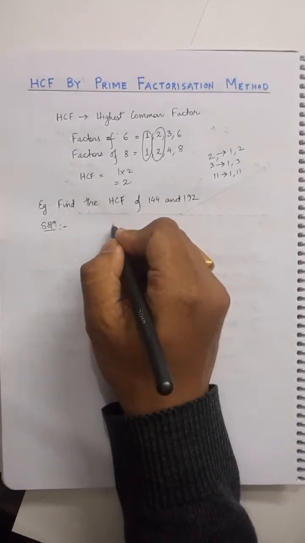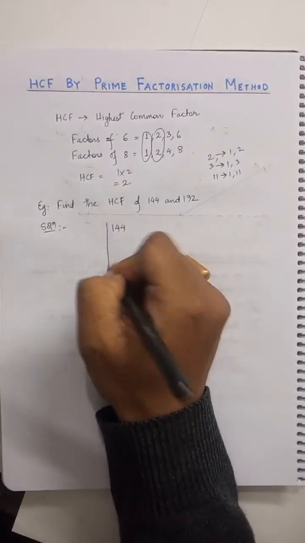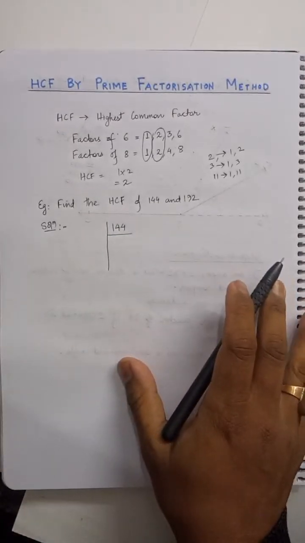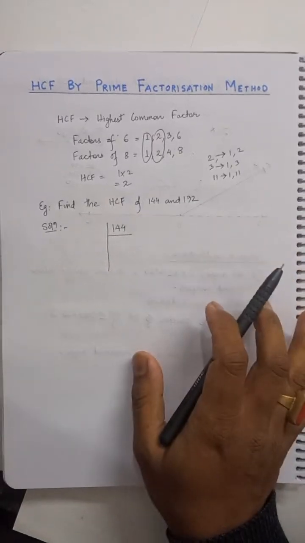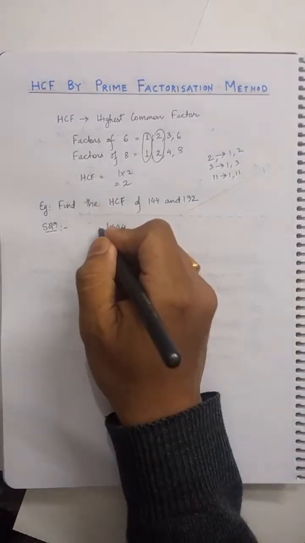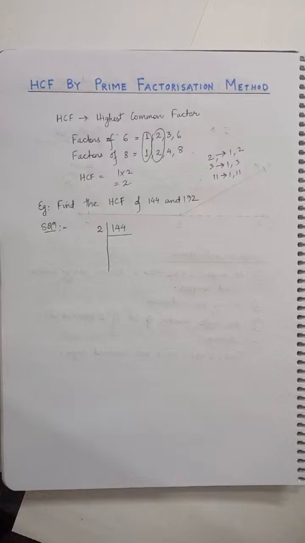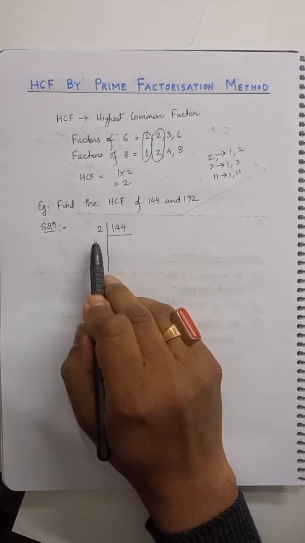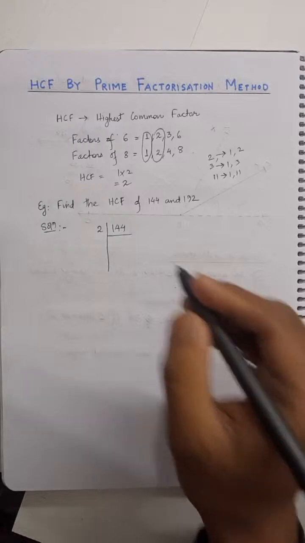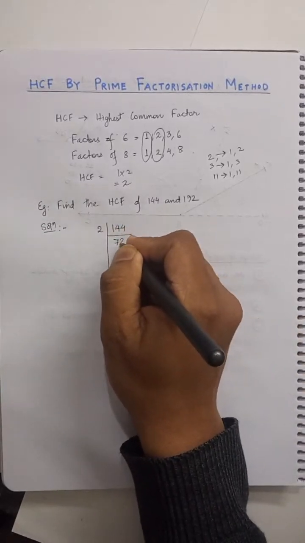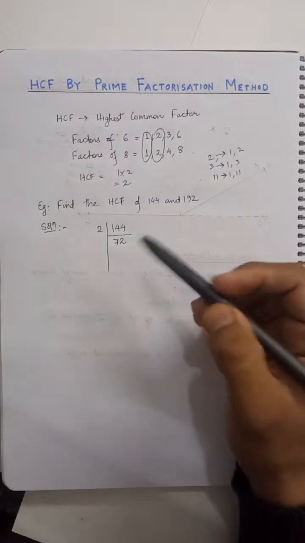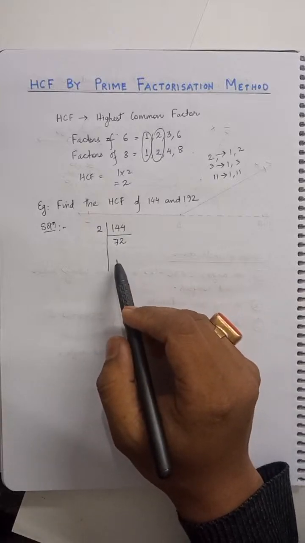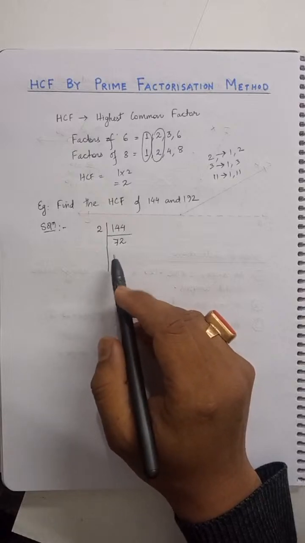So we'll start dividing 144 by prime numbers. We cannot use any other number in this particular method. What is the smallest prime number? The smallest prime number is 2. So we'll write this in this format. When we are writing in this format, it means that we are dividing 144 by 2. What is 144 divided by 2? This is 72. Now we will keep on dividing by 2 till the number becomes such that it is not divisible by 2.